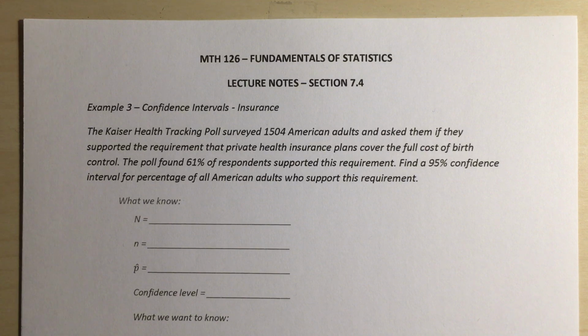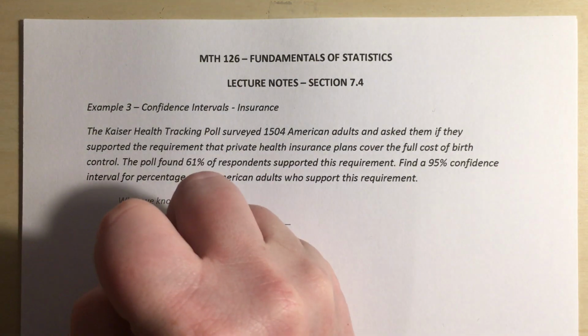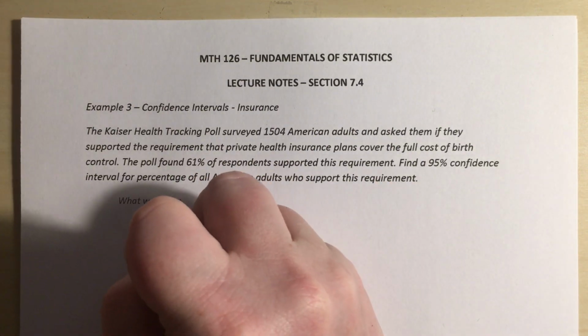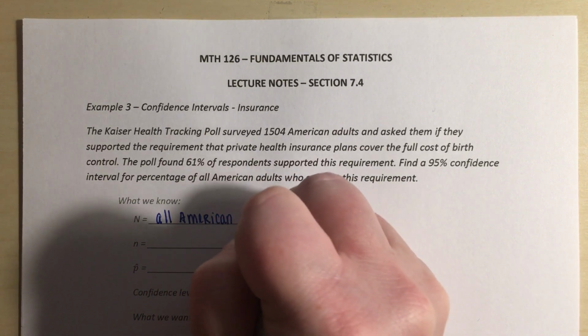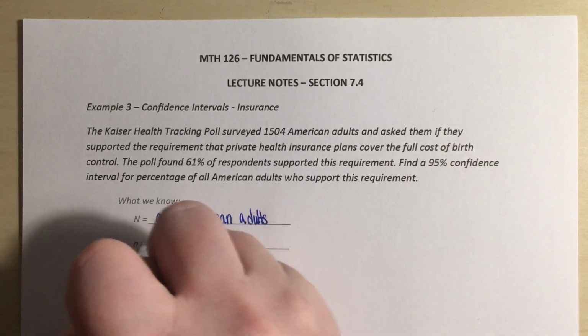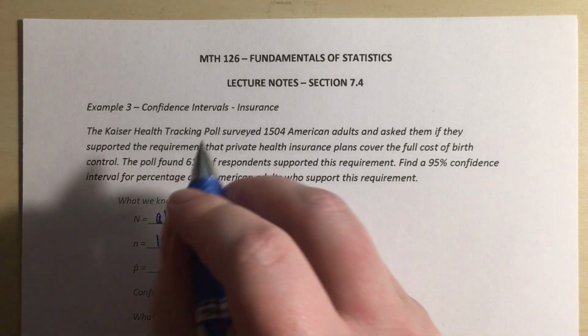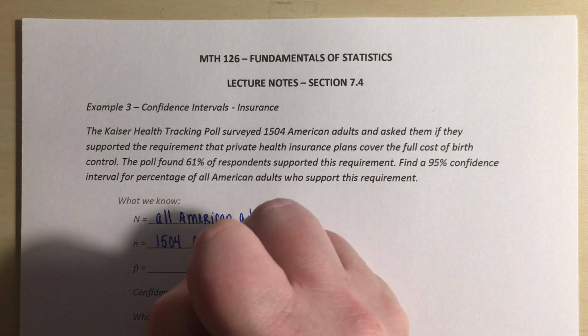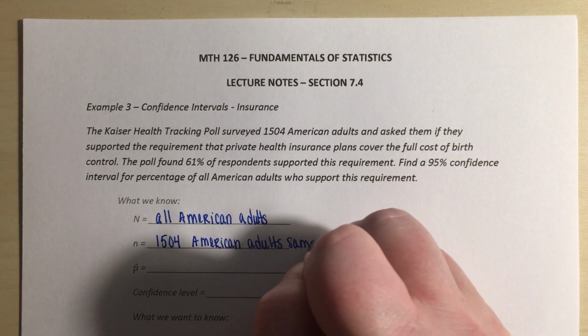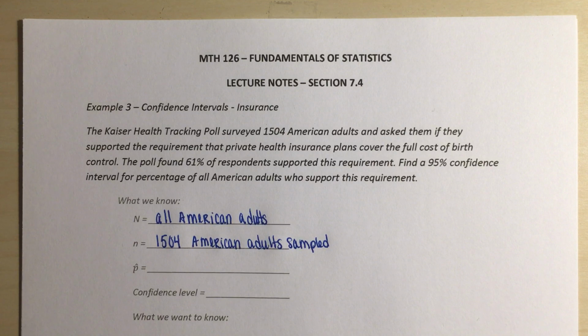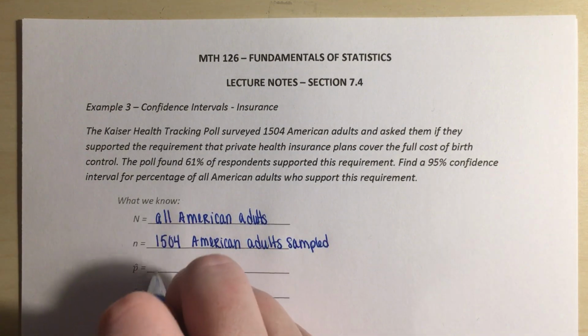All right, so the first thing we're going to do is start by listing out what we know, what we want to know, and checking our conditions. Again, these first few steps should look very, very familiar from the last section. So N, our population, capital N, is all American adults. Lowercase n is the 1,504 American adults that were sampled. P hat is our sample proportion. So in this sample, the poll found 61%.